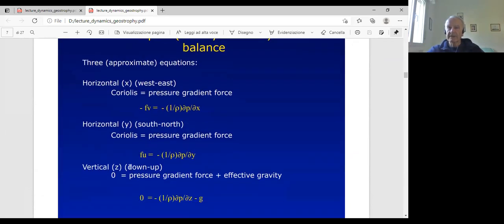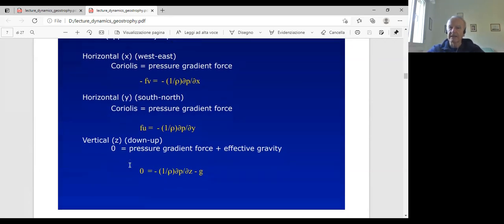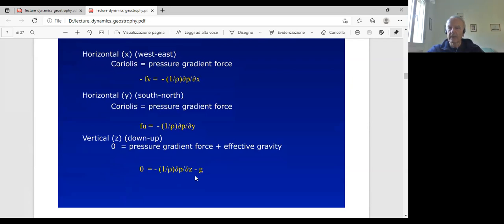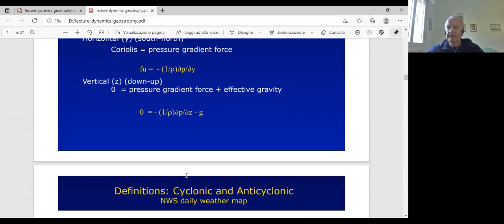So these are the approximate equations of the geostrophic balance, where, as I told you, we kept the Coriolis force and pressure gradient force in both x and y direction, and we have hydrostatic balance in the vertical, where there is the balance between the vertical density gradient and the effective gravity, the vertical pressure gradient force.